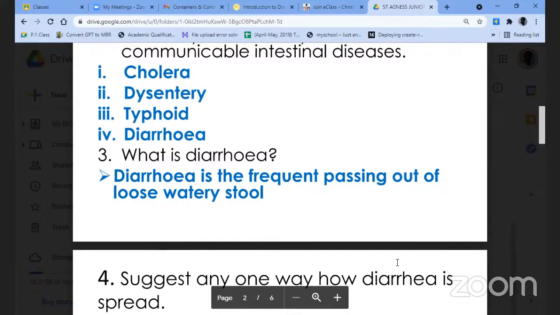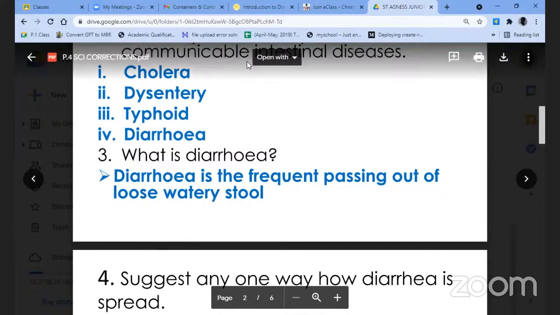Okay, let's go to Casper. Yes, Casper. Casper, can you give us? Through houseflies. Okay, you can say it is spread through houseflies.